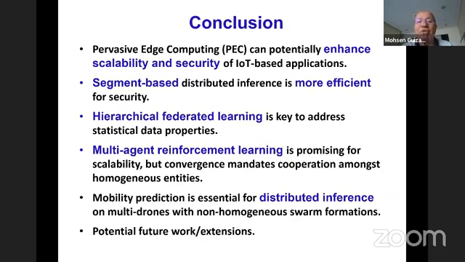We can use convolutional neural networks, which we call learning inference, using deep networks, and segment-based or layer-based approaches. We use hierarchical federated learning in order to reach accuracy in a short time for certain applications. We use multi-agent reinforcement learning for smart health. And we talked about some predictions or distributed inference, and potential future work and extensions for this.